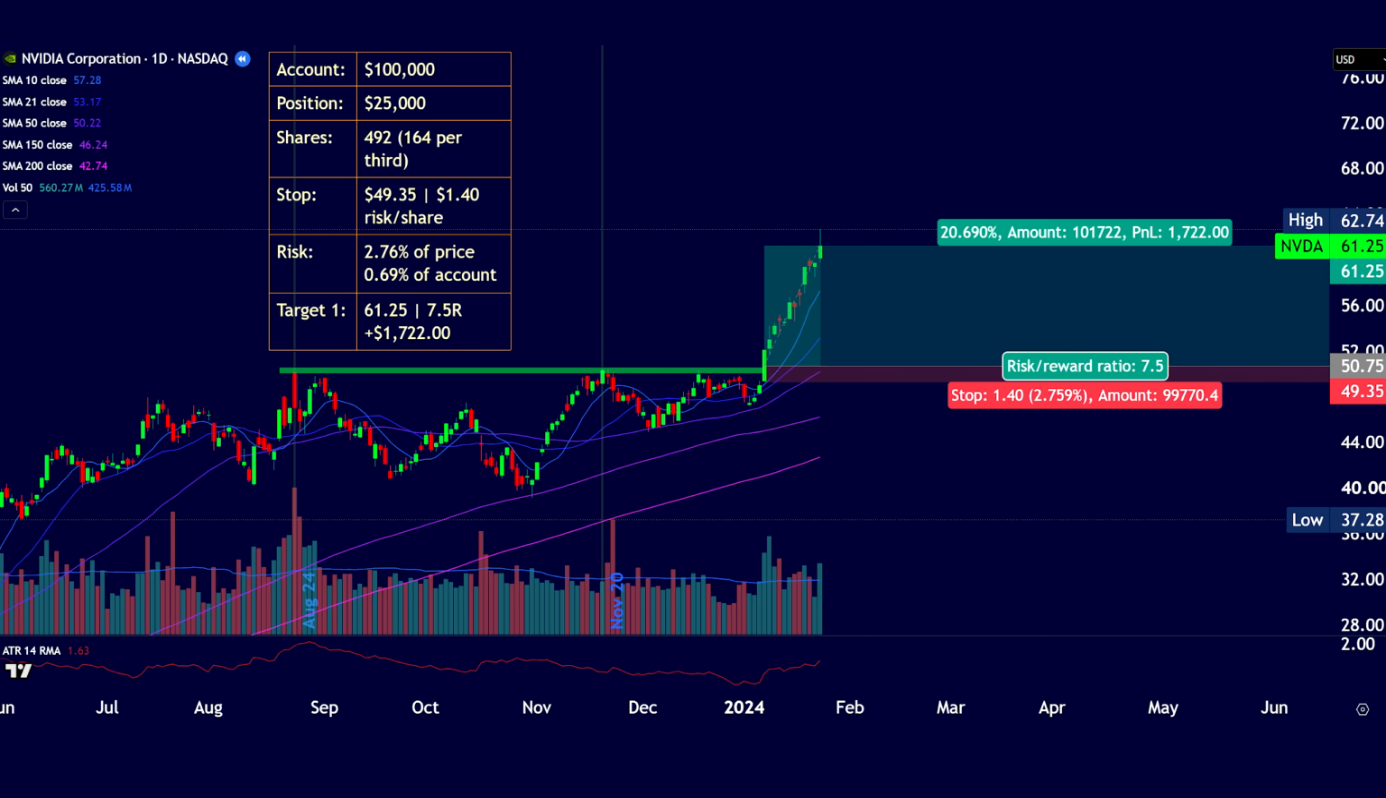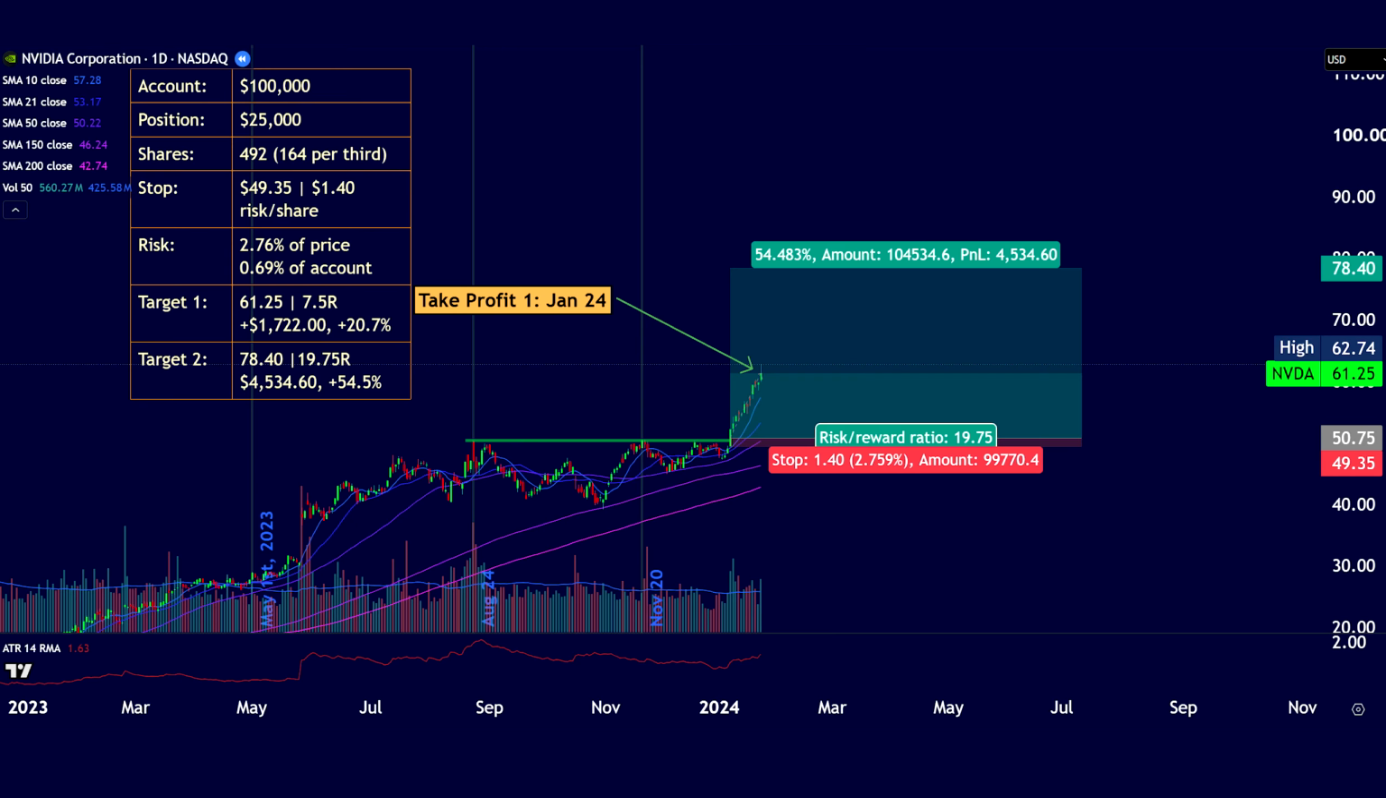Then the selling, which is a completely different skill. January 24th, it closes at 61.25, up 20.7%, 7.5 R. You sell the first third, not because it looks weak, because it looks strong. That sale finances the entire risk. From here, the trade can't hurt you.